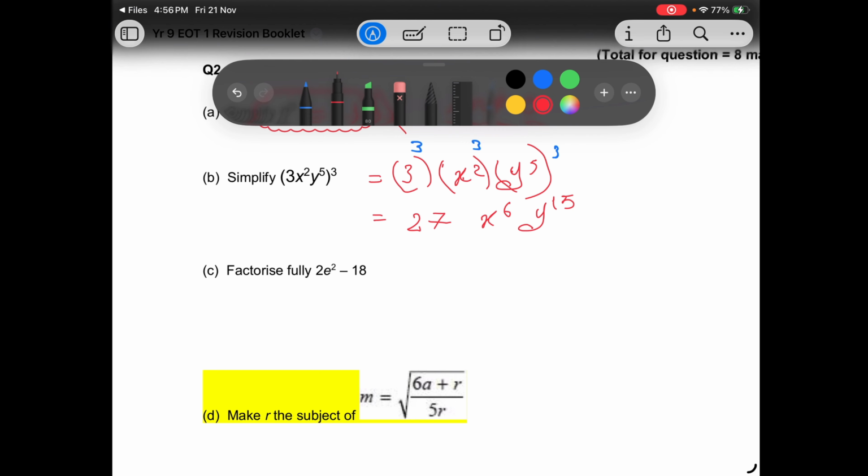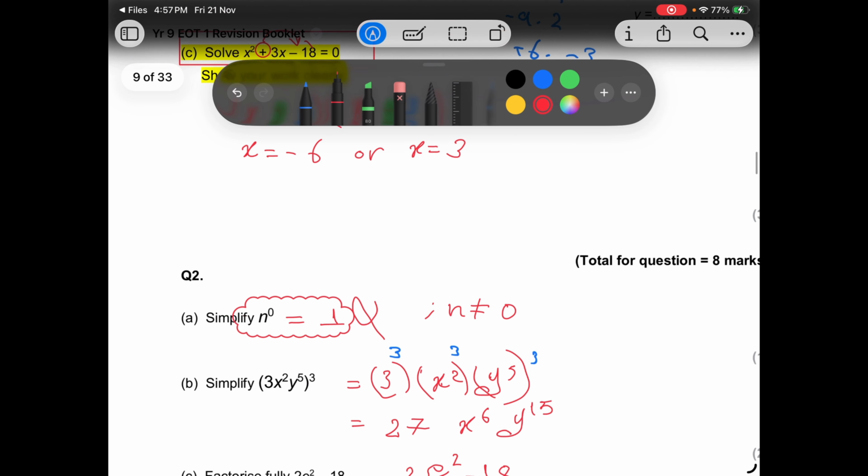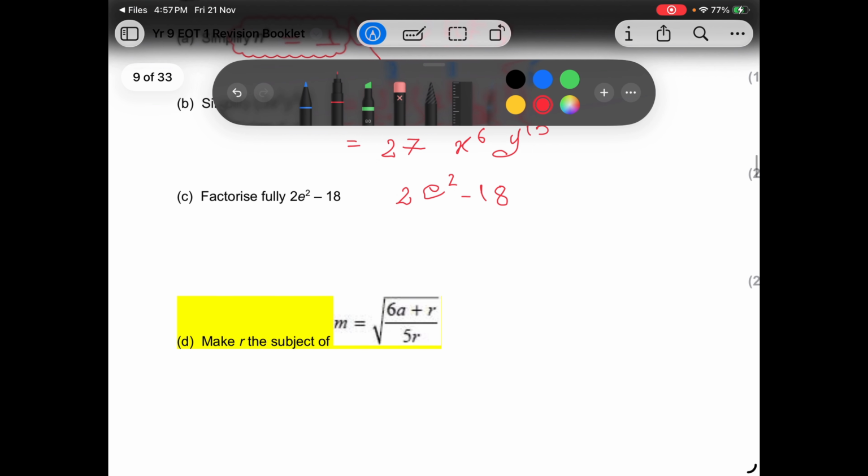Factor fully 2e squared minus 18, sorry, not 81. So what we have to do is only factor. Guys, we can't call this an equation. This is not an equation, this is an expression, because an equation is always associated with an equal sign. The first one here is an equation, yes, of course, because we have an equal sign. But this is an expression, so it is not an equation.